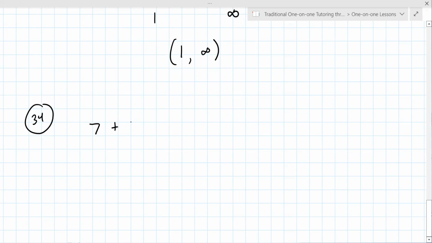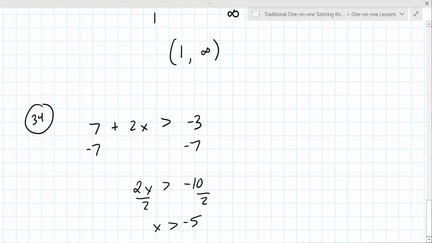7 plus 2x greater than -3. Notice the variable is already on the left, so we're in good shape. I see that you have subtracted 7 from both sides. That's perfect. 2x is greater than -10. Divide both sides by 2. This looks perfect. X is greater than -5.